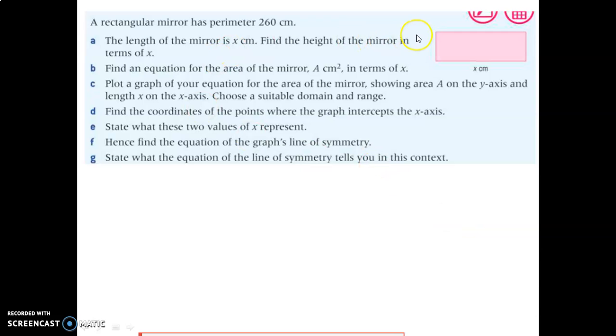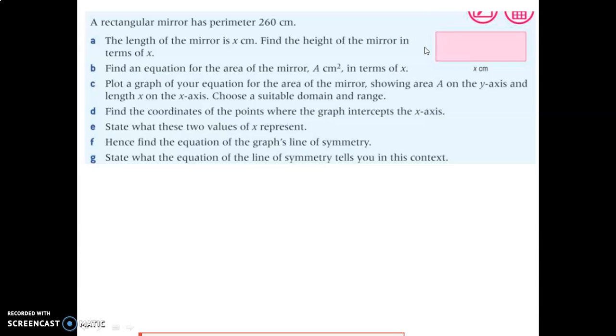Okay, so here's the problem we're going to end with. A rectangular mirror has a perimeter of 260. So this mirror would have a perimeter of 260. Let's say the length of the mirror is x, which we have here. Find the height of the mirror in terms of x. So we want to know this height, but we want whatever we write here beside there to be in terms of x. That means it must be an expression that has x in it.